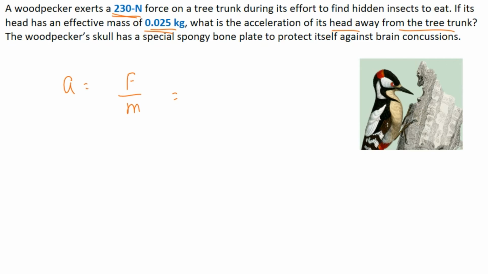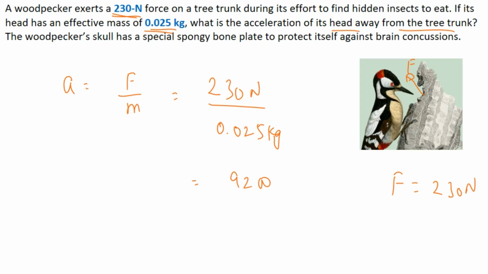Now we have to find the acceleration of its head away from the tree trunk. The only force exerted by the tree trunk on the woodpecker is F, which equals 230 newtons, and the mass of its head is 0.025 kgs, so we can put it here. This is 230 newtons divided by 0.025 kgs, which comes out to be 9200 meters per second squared. This acceleration is huge, which can also be written as 9.2 kilometers per second squared.